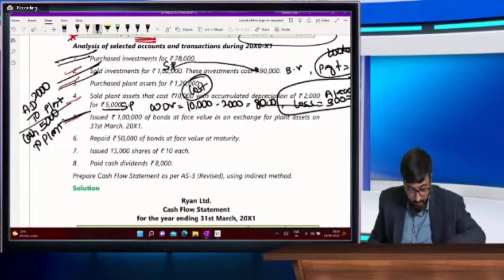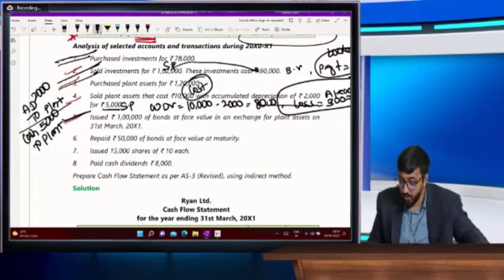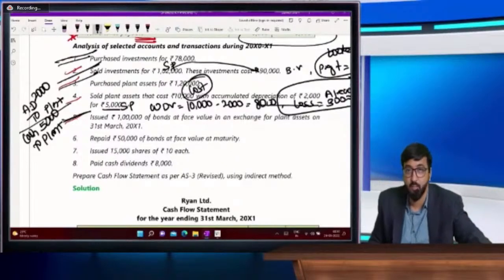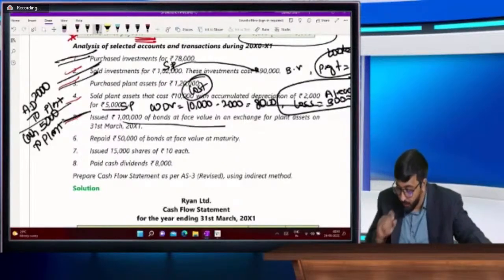Sale of plant 5,000, and the loss entry is already booked. So there are three entries that I will revise in the next session. You are already aware of the three entries: AD cancellation, cash, plant sold, and the third entry, book of loss.